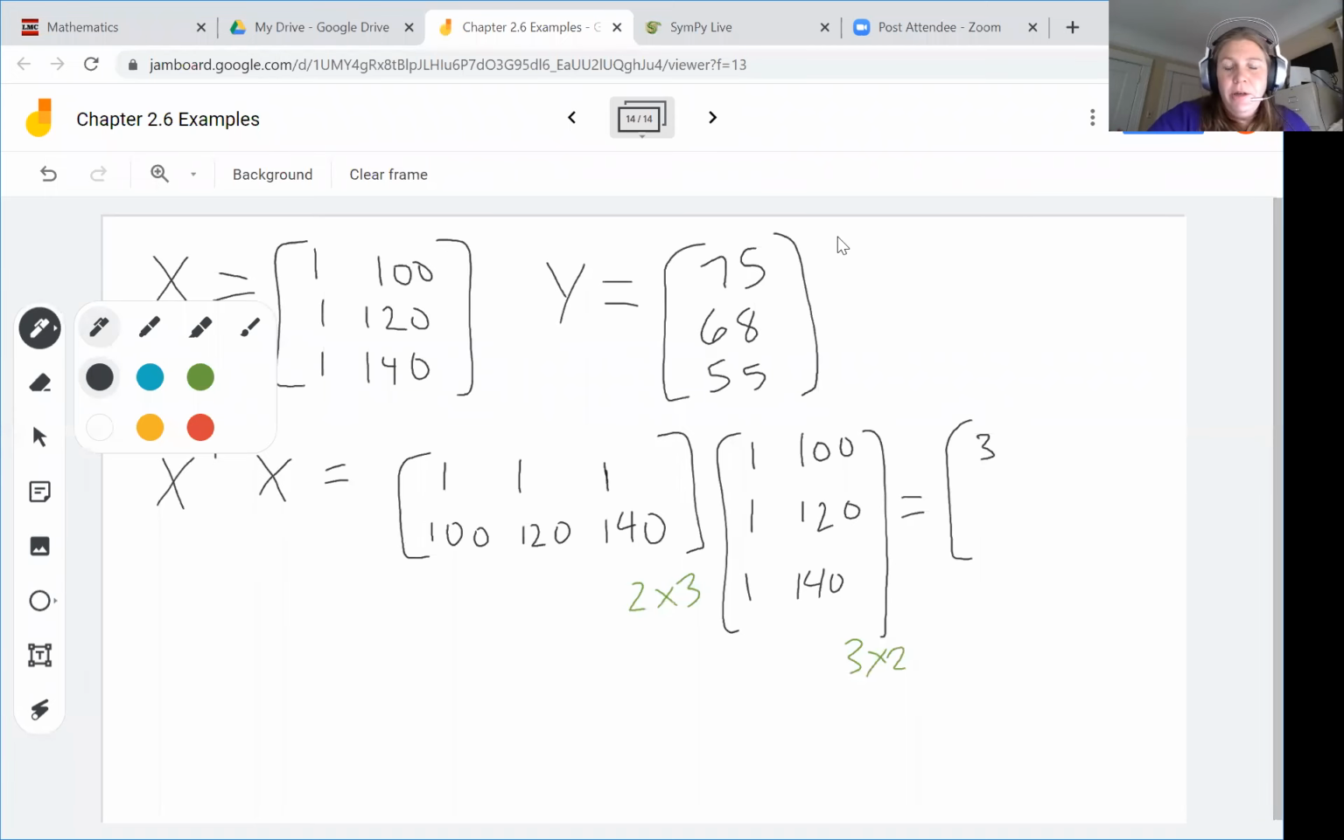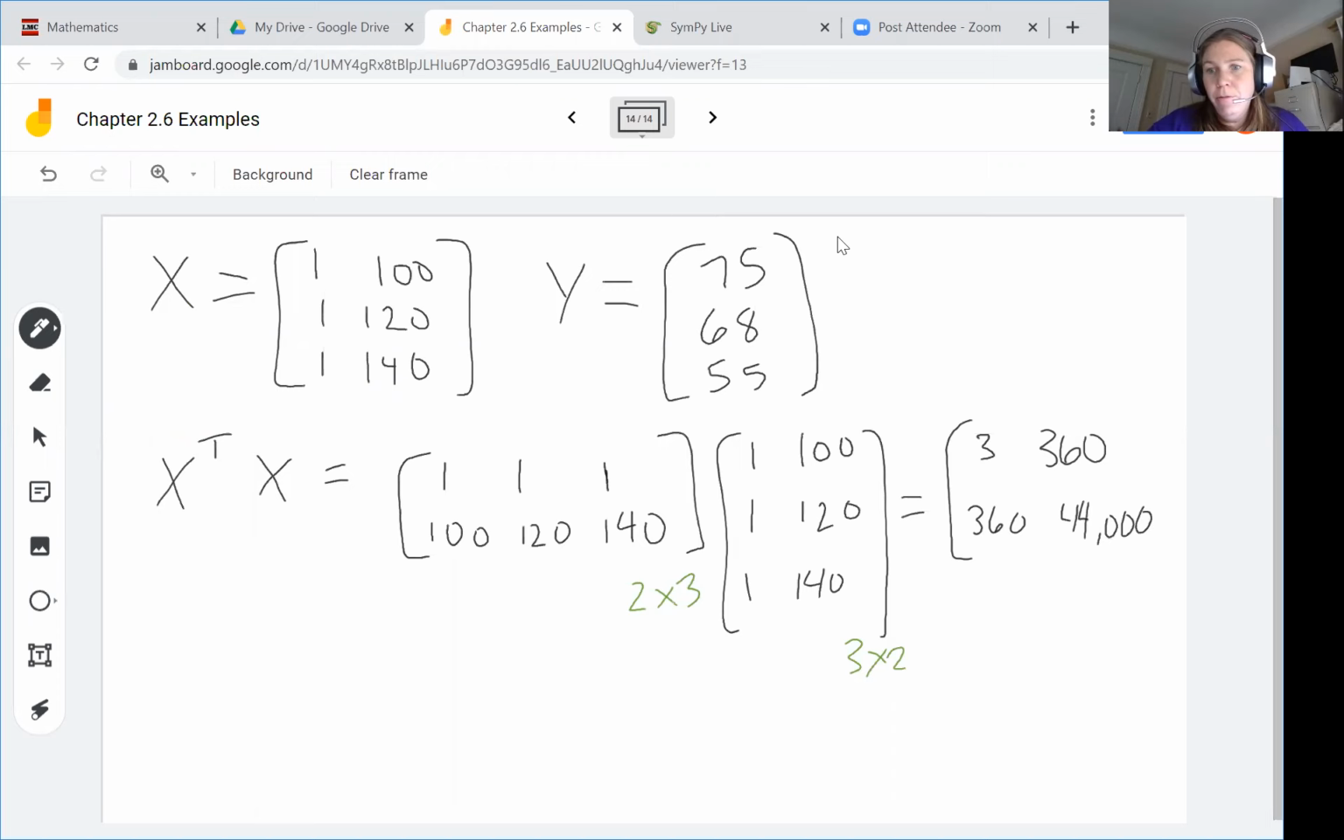Our next calculation is all the ones multiplied by the 100, 120, 140 summed up. So that is 360 here. And then by symmetry, we get the same calculation, 360. And then the 100 times itself, 120 times itself, and 140 times itself added up give us 44,000.